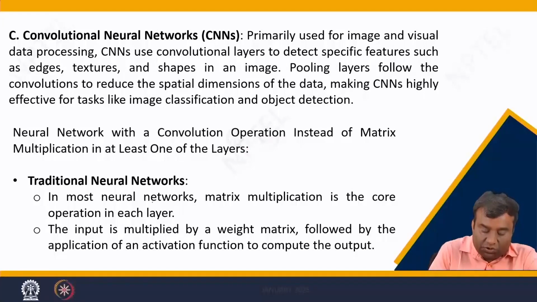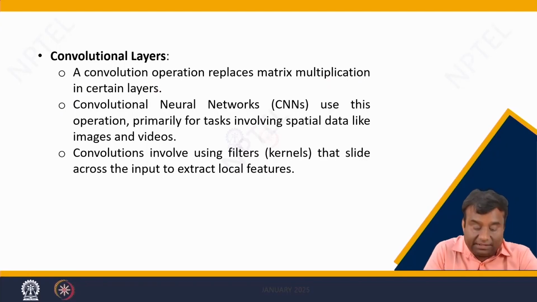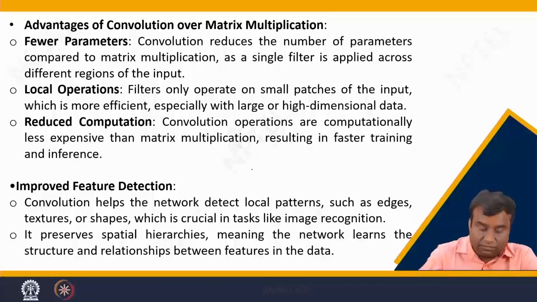In traditional neural networks, in most neural networks, matrix multiplication is the core operation in each layer. The input is multiplied by a weight matrix followed by the application of an activation function to compute the output. In a convolution layer, a convolution operation replaces the matrix multiplication in certain layers. Convolutional neural networks use this operation primarily for tasks involving spatial data like images and videos. Convolution involves using filters, that is kernels, that slide across the input to extract local features.